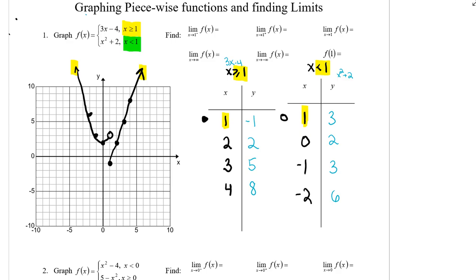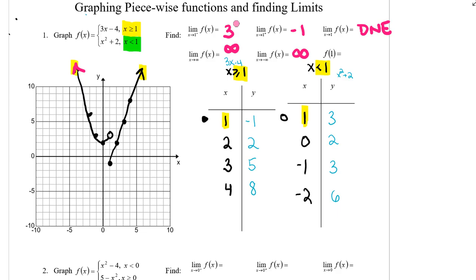As we approach 1 from the left, it looks like the y values are headed towards 3. As we approach 1 from the right, it looks like the y values are headed towards negative 1. That means the limit for our function as x approaches 1 is DNE, or does not exist. The right end behavior: as we approach infinity, the y values also approach infinity. Left end behavior: as the x values go towards negative infinity, the y values also continue to head up.